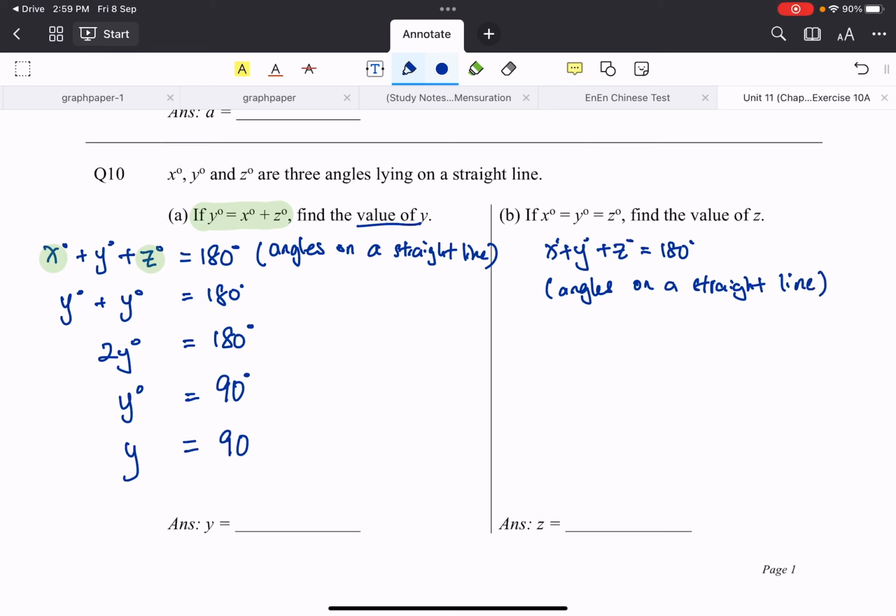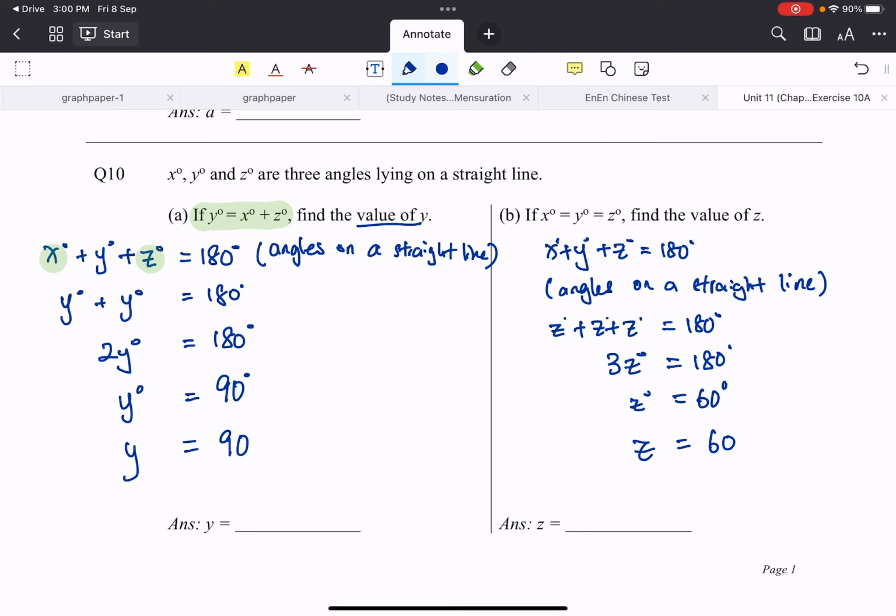From here, since they are all the same, we're looking for Z. That means Z plus Z plus Z degrees equals 180 degrees. So 3Z degrees is 180 degrees. Z degrees is 60 degrees. Therefore, the value of Z is 60.